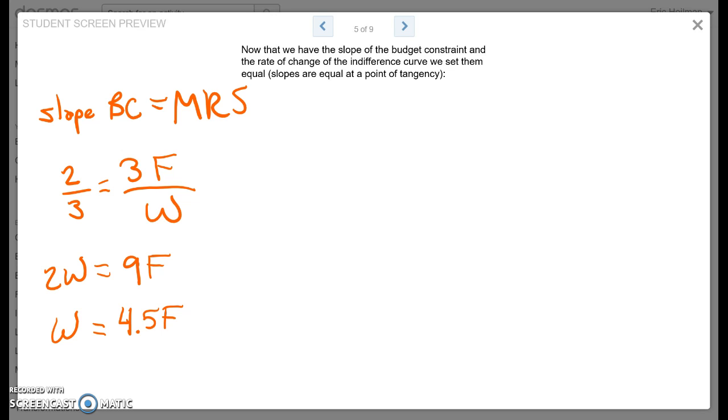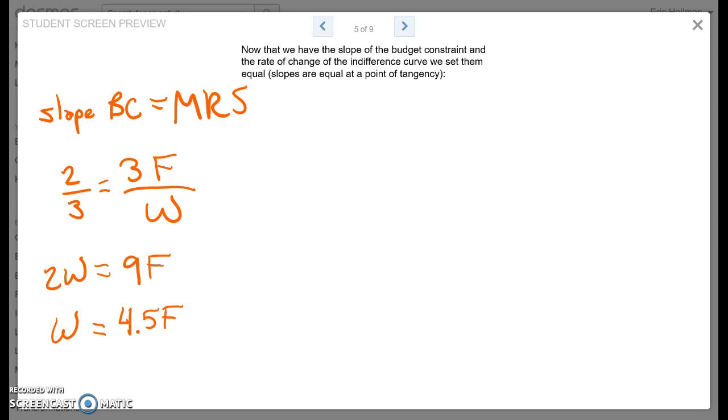I went ahead and set the slope of the budget constraint, which we found in step 1 several slides ago was 2/3, equal to the marginal rate of substitution, which we just found on the previous slide, 3F over W. And then I just solve for one of the variables. It doesn't matter which variable you solve for. I chose to solve for W.